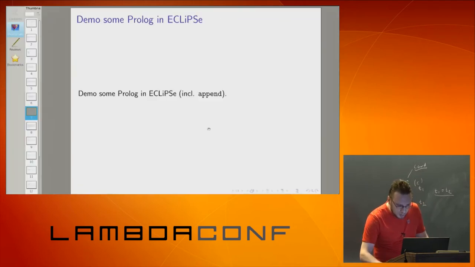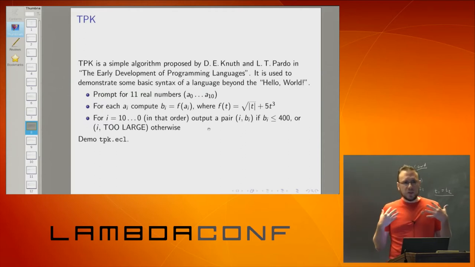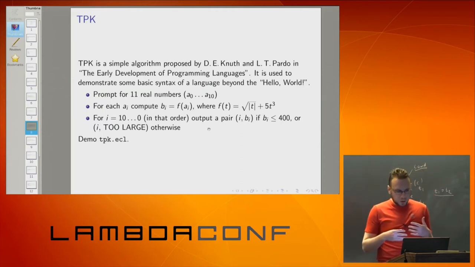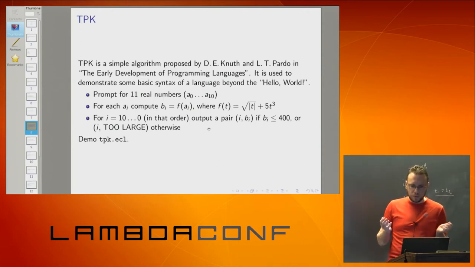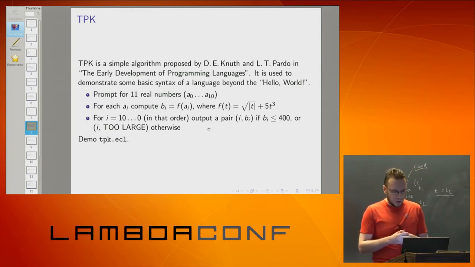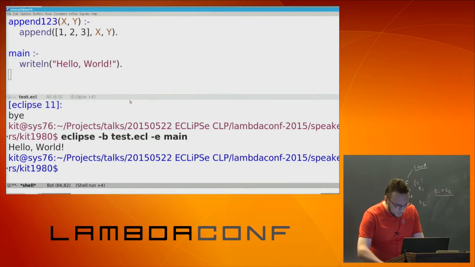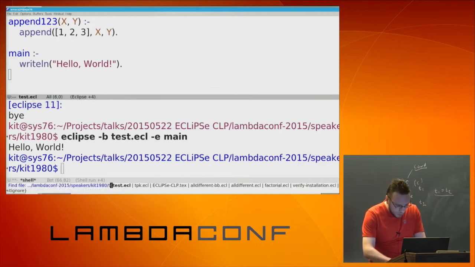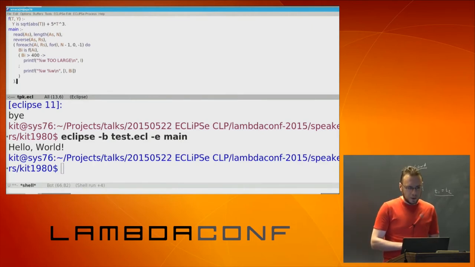Okay, let's return to our presentation. Now I want to introduce some ECLiPSe specific syntax. I want to introduce the TPK algorithm. It's a very simple algorithm to introduce some syntax. We will prompt for 11 numbers, compute some function for every number and output in a different order, using an if-then-else construct. You can open it on your computer. It's in the GitHub repository.